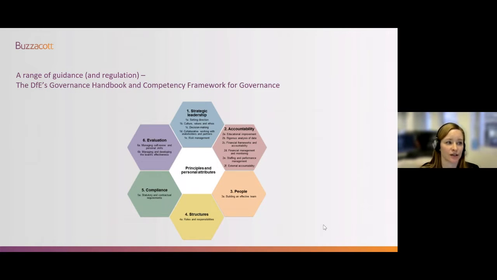So this slide is taken from the DFE's Governance Handbook and Competency Framework for Governance. And you'll see here many of the themes that we saw in the Charity Governance Code are also replicated here. So, for example, the focus on strategic leadership and values, decision-making, strong risk management, and accountability, focusing here on the financial accountability, but also educational outcomes as well. How does the board work to ensure that all of these themes are being met and that you're working effectively as a board? And that evaluation aspect comes through here as well. Moving on to the next slide.